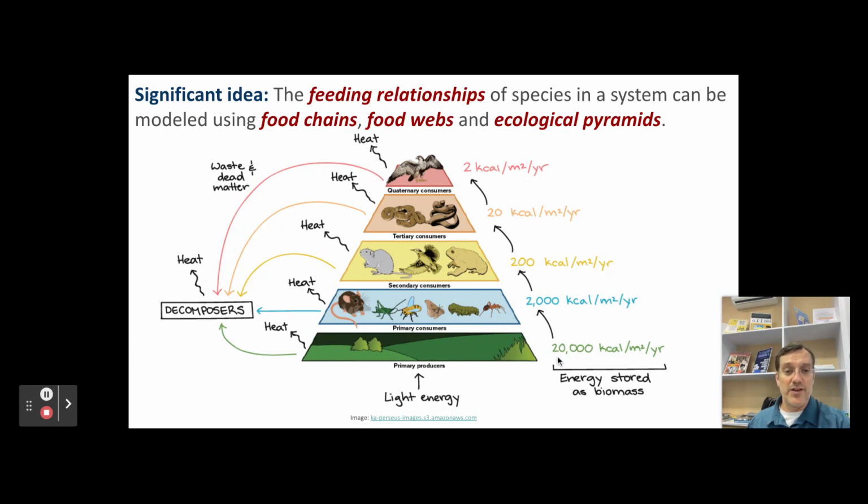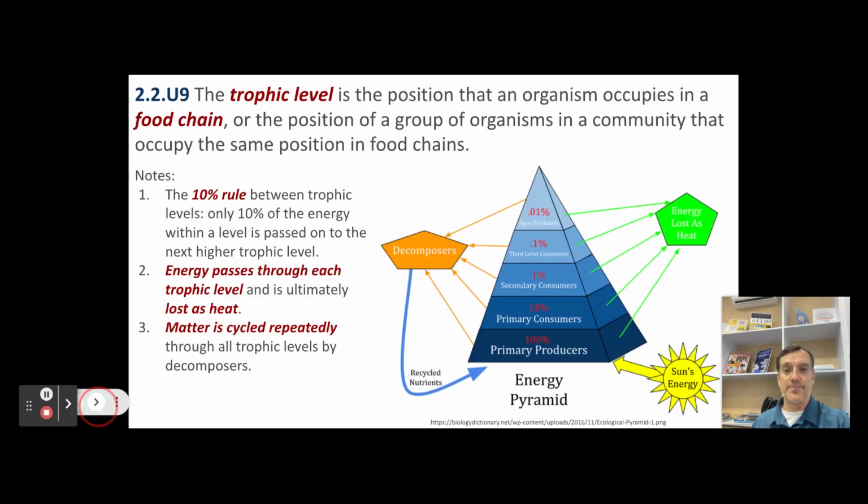If you'll notice the numbers here, 20,000, 2,000, 200 kilocalories, 20 kilocalories, 2 kilocals per square meter per year. Each time you advance up a trophic level, you're generally going to go down by a factor of 10. That's the 10% rule. It's a good general guideline for figuring out how much biomass would be available at any trophic level in a given ecosystem.